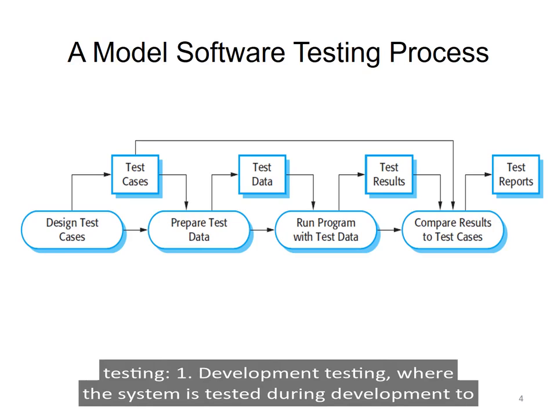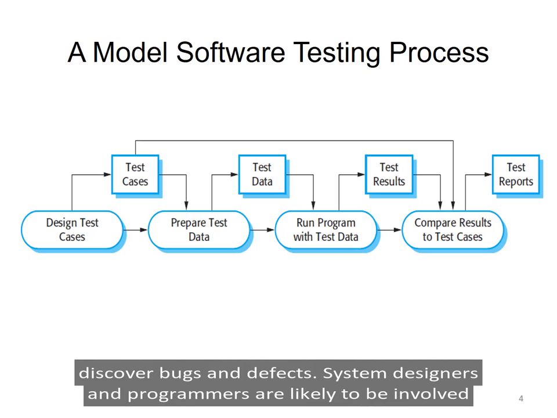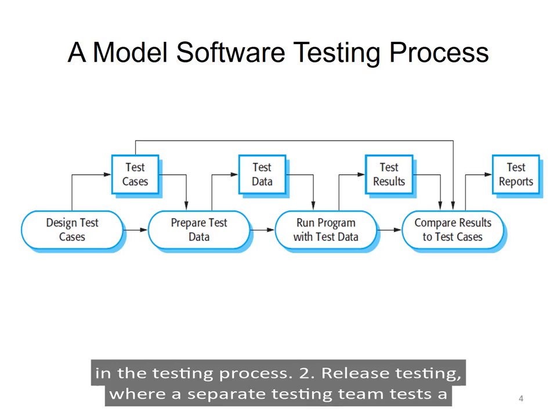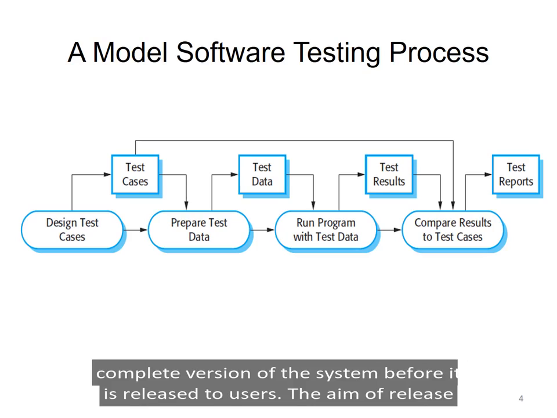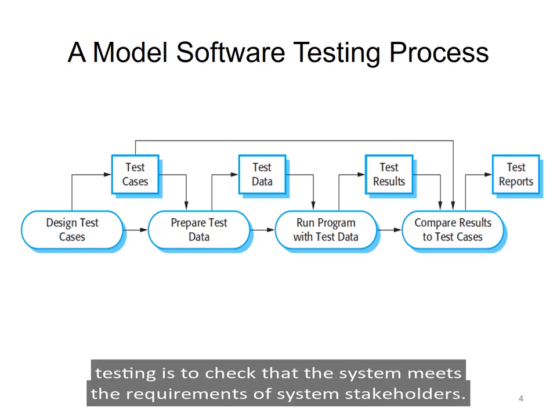Number 1. Development testing, where the system is tested during the development to discover bugs and defects. System designers and programmers are likely to be involved in the testing process. Number 2. Release testing, where a separate testing team tests a complete version of the system before it is released to users. The aim of release testing is to check that the system meets the requirements of the system stakeholders.